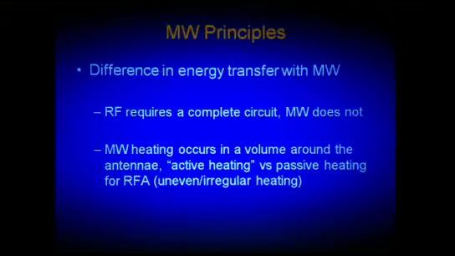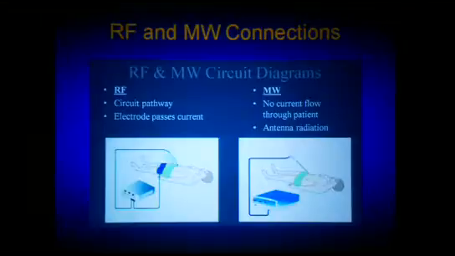Microwave ablation occurs by creating a volume of heat around the antenna. This causes an active area of heating. With RF ablation, sometimes you can get uneven or irregular heating, which is why we do overlapping ablations when we ablate our tumors. This is an example on the left where you have a radiofrequency ablation.